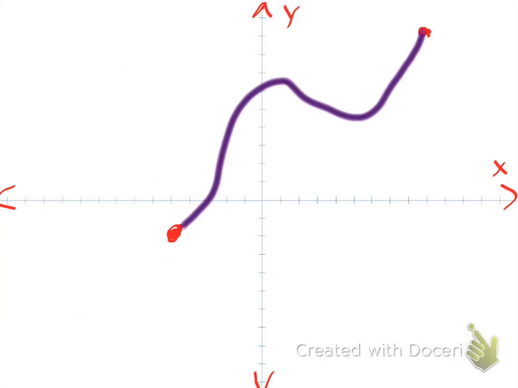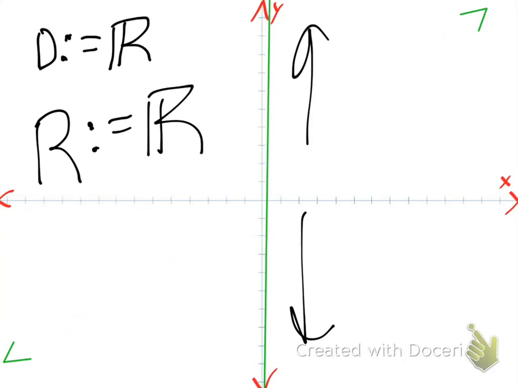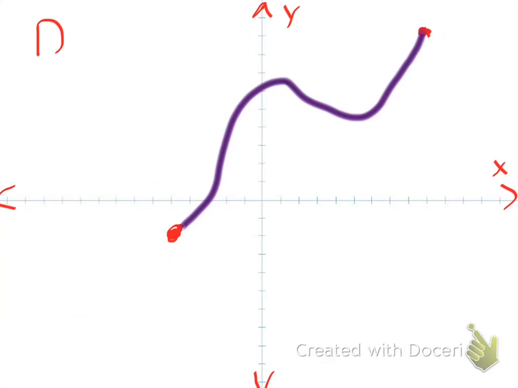Alright, here's another graph. Now, this one's a little bit more difficult because there's curves in it. Let's focus on the domain first. What does the domain represent? It's like if I took this graph and I laid it down on the x-axis. It means it goes from here to here. And what are those values for x?